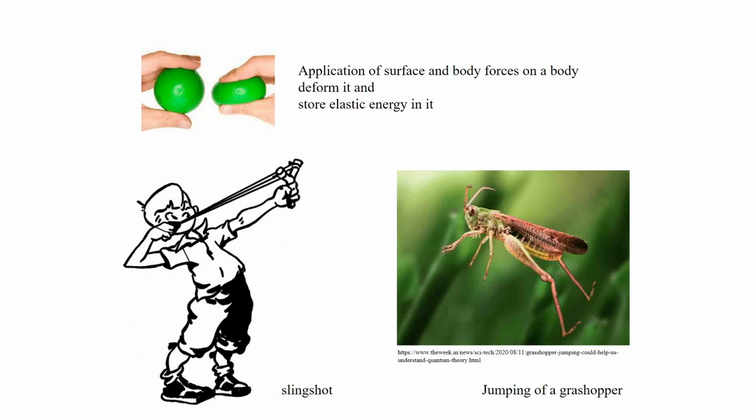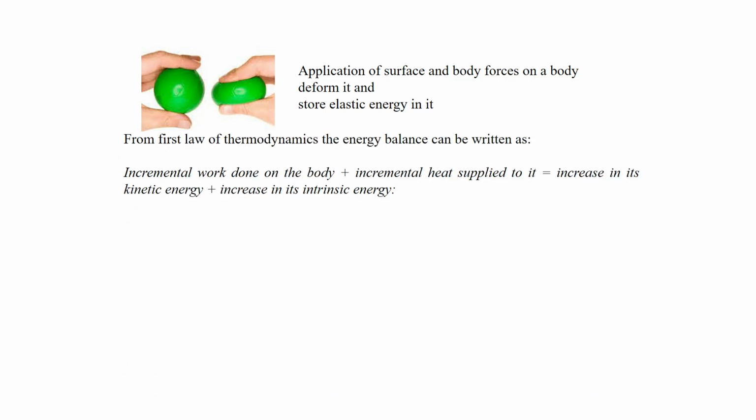So, today we would like to discuss the strain energy that gets stored in a body when it is deformed. Application of surface and body forces on a body deforms it, and as a result the energy gets stored in it, we all know. In the slingshot case, a rubber film or rubber rod gets stressed and the energy gets stored in it, and when it is relaxed the stone is thrown to a large distance. Similarly, the grasshopper also stores its energy in its tissue and muscle, and when it relaxes it can jump for a very long distance. So, we need to calculate the amount of energy that remains stored.